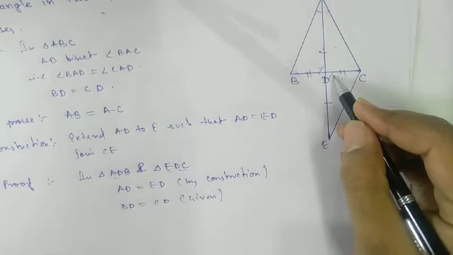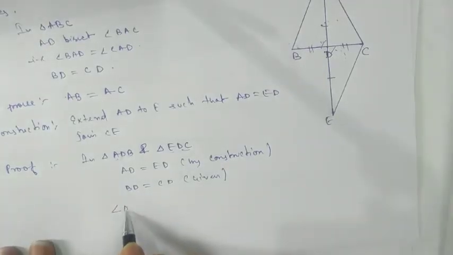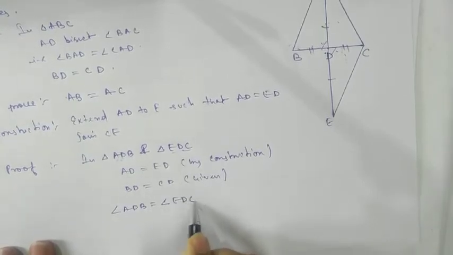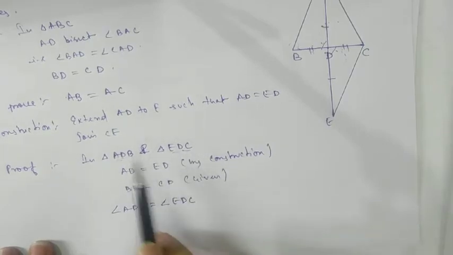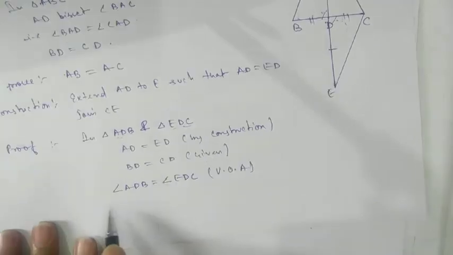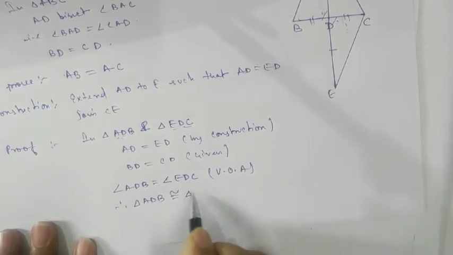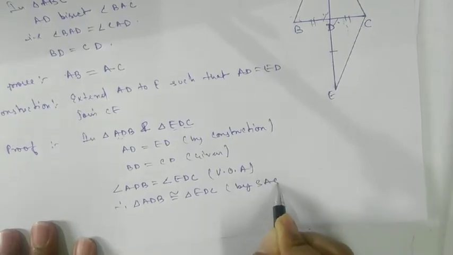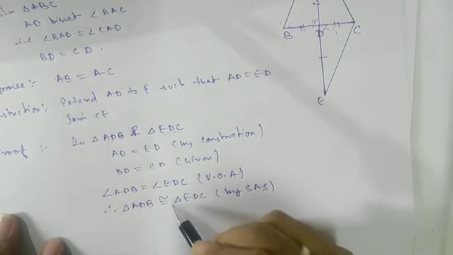That means we need to show that these two angles are equal. Can you say? Yes, by vertically opposite angles. So we'll write here angle ADB equals to angle EDC. See the order, ADB EDC. Have you seen? Order is very much important. By vertically opposite angles. So therefore we can say that triangle ADB congruent to triangle EDC by SAS.